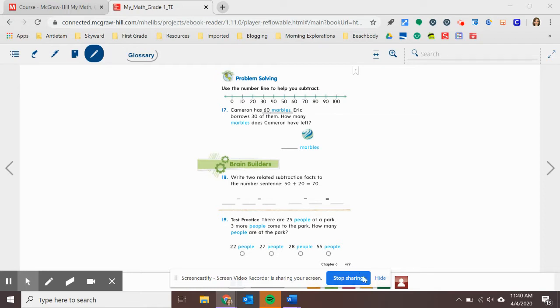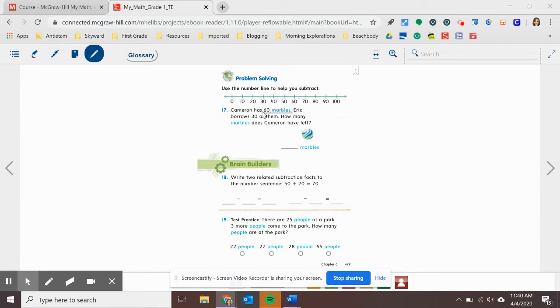All right, once you find it, you can keep going. If you need to pause so you can find it, do that now and then restart the video once you've found it and are ready. So we're going to start on problem number 17. This is a word problem, so we're going to read through it and we're going to mark it up together.